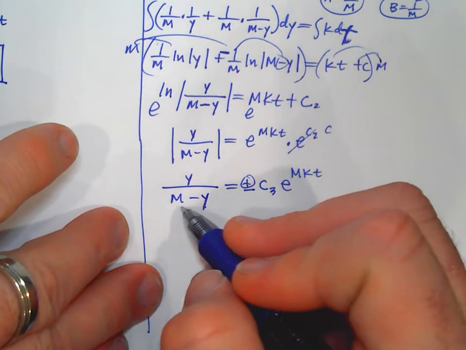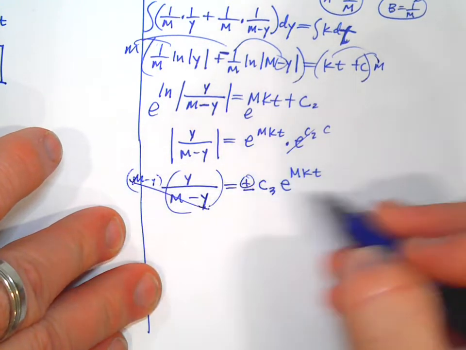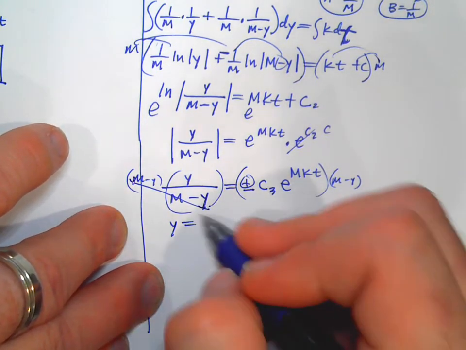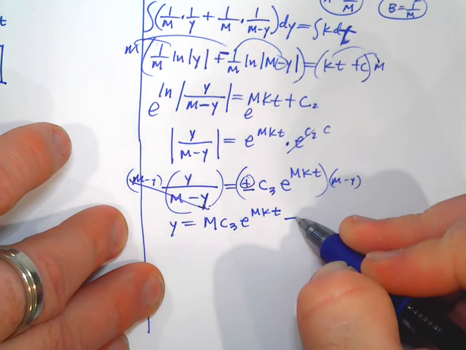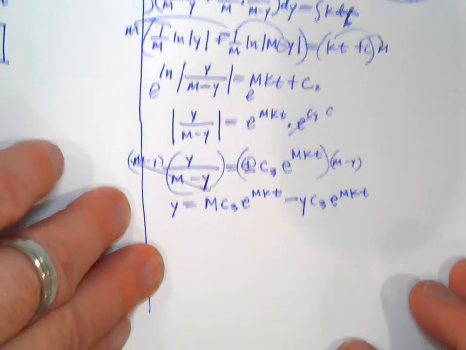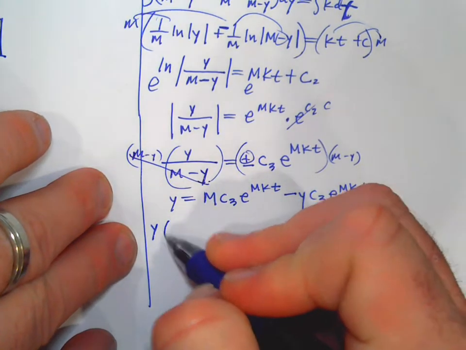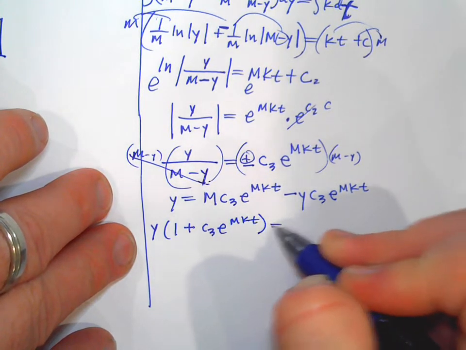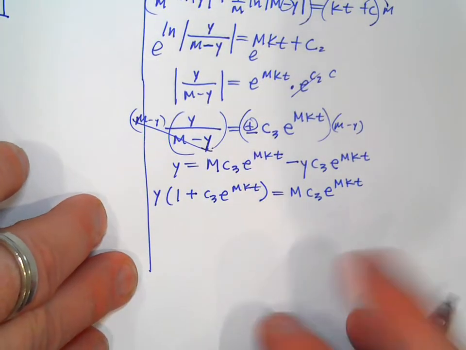So what we need to do is multiply both sides by m minus y. So we get y equals, and over here we have m c sub 3 e to the mkt minus y c sub 3 e to the mkt. And so this is just a bunch of algebra. So now we want to get the y's together on the same side. So I'm going to add this over here, and I'm going to go ahead and factor it out. I'm getting closer. And then I'm going to divide both sides by this.